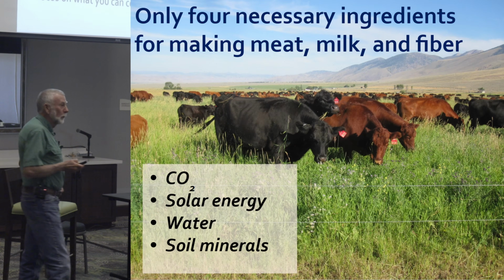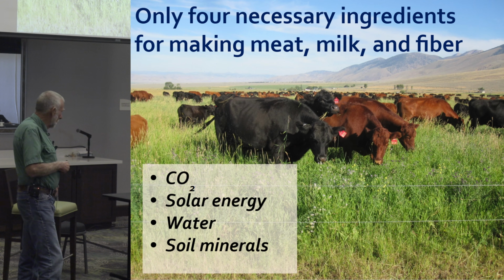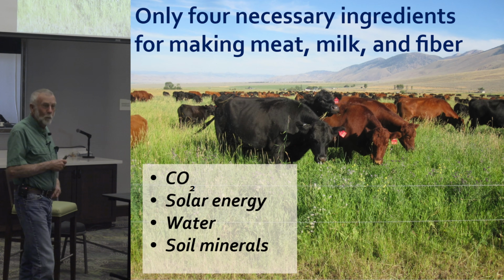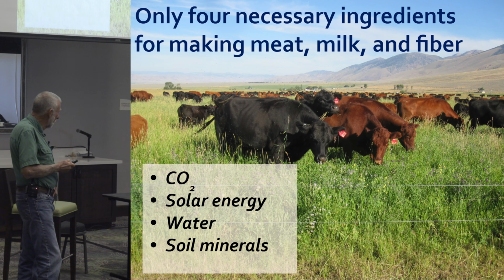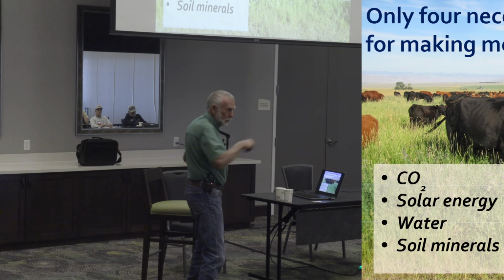Focus on what you can control. And if you've been to many of my presentations in the past, I'm sure you've seen one that starts with this, that there's only 4 necessary ingredients for making meat, milk, and fiber, and that's carbon dioxide, solar energy, water, and soil minerals. So these are the inputs that you can control. These are the processes to be focused on in your grazing management.